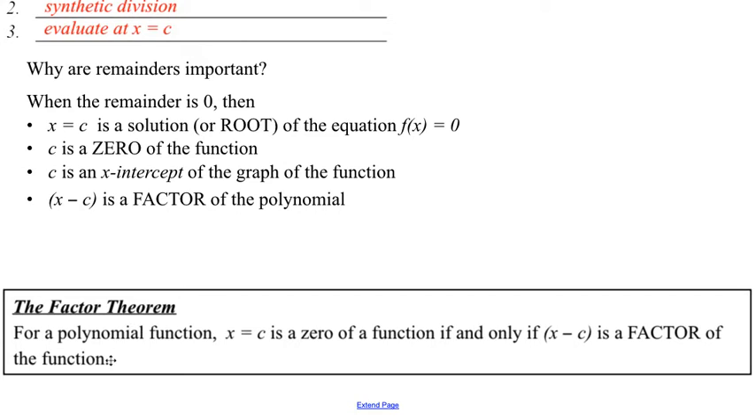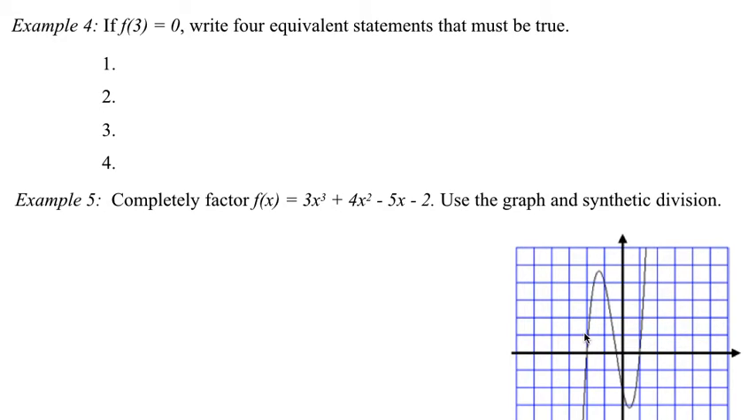The factor theorem says this. For a polynomial function, x equals c is a zero of the function if and only if x minus c is a factor of the function. So we would show that x minus c was a factor only by getting a zero remainder. So you can see the factor theorem and the remainder theorem are closely tied together.